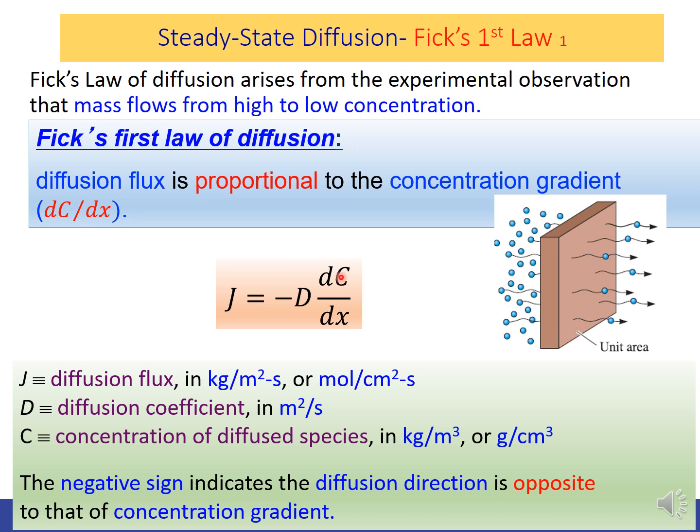And C is the concentration of the diffusing species, with the unit of mass per volume. The negative sign indicates the diffusion direction is opposite to that of the concentration gradient. In other words, it diffuses from high to low concentration.